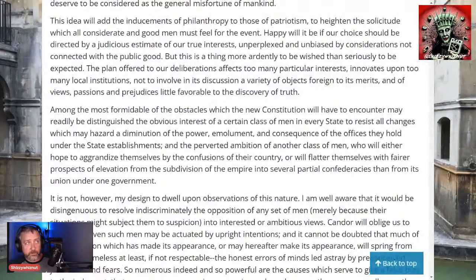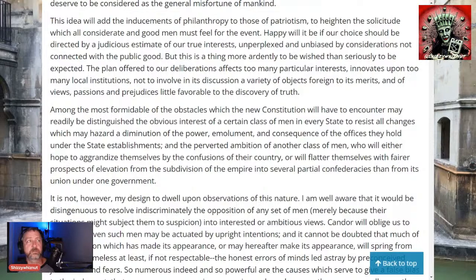That being said, this idea will add the inducements of philanthropy to those of patriotism to heighten the solicitude which all considerate and good men must feel for this particular event. Happy will it be if our choice should be directed by a judicious estimate of our true interests, unperplexed and unbiased by considerations not connected with the public good. But this is a thing more ardently to be wished than seriously to be expected.